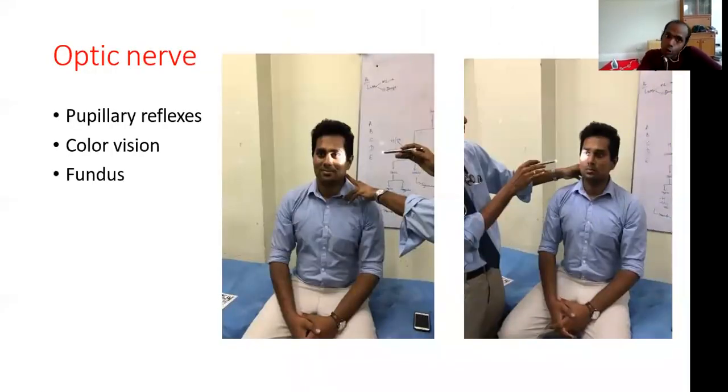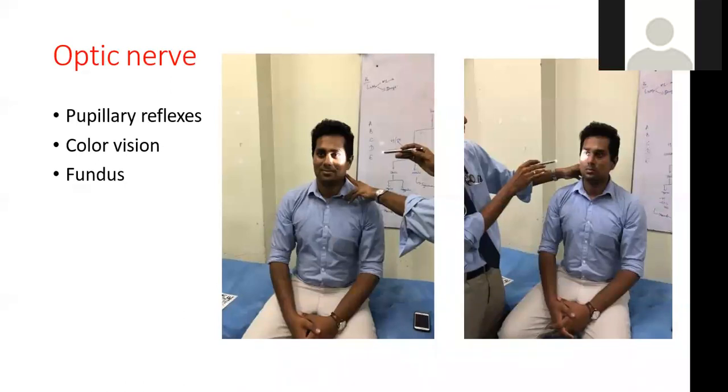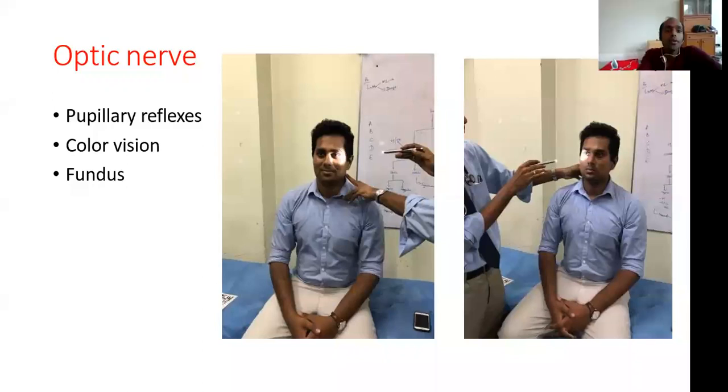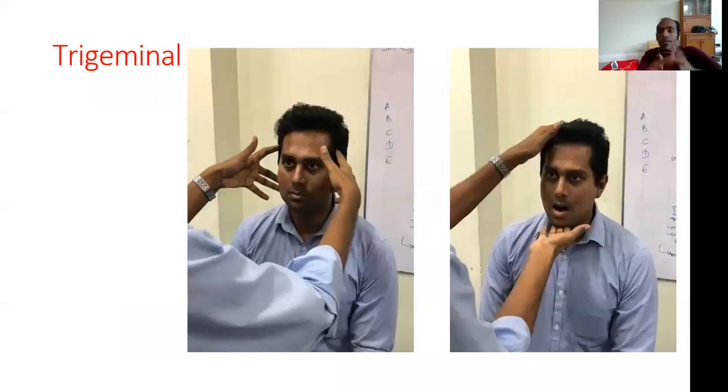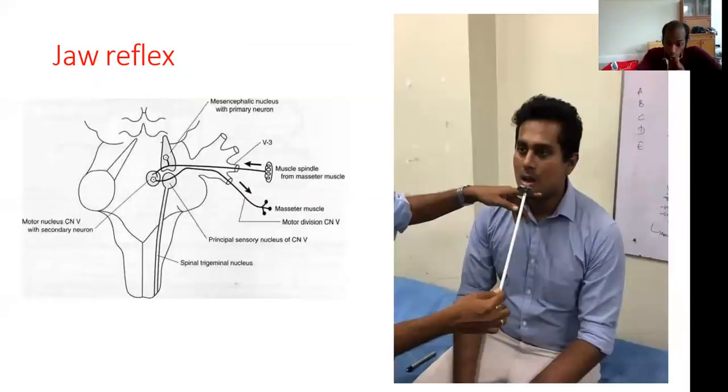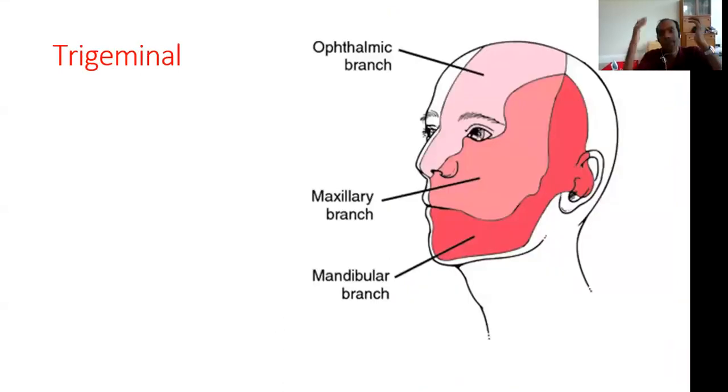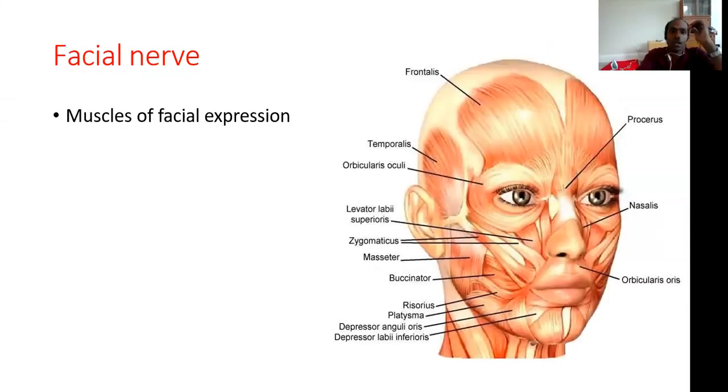Optic nerve, make sure that you check the pupillary reflexes, color vision not routinely examined, and then the fundus as well, okay? Then eye movements, shape of H. Trigeminal nerve, look at the muscles of mastication, sensory and the jaw reflex. Sensory, remember that the ophthalmic division extends right up to the vertex of the skull. Facial nerve, you are looking for muscles of facial expression.